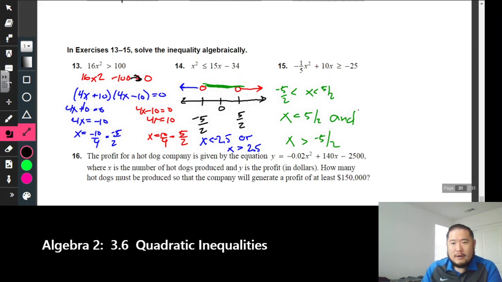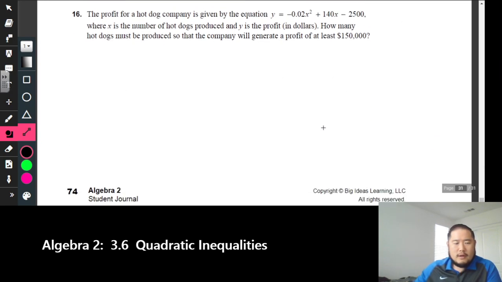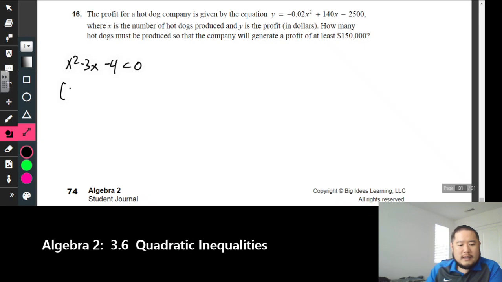Let's try one more. I'll make one up right here. Okay, so let's say we have x squared minus 3x minus 4 is less than 0. So in this instance, let's see if we can factor it out. Looks like I can have x minus 4 and x plus 1 is less than 0. We can go ahead and solve this out. We got x is equal to 4, x is equal to negative 1.